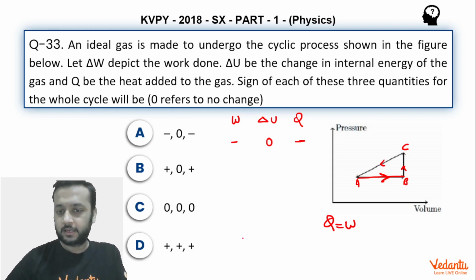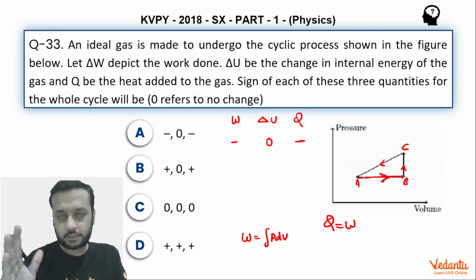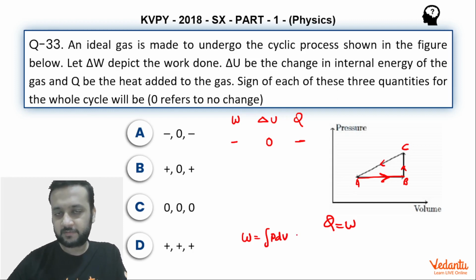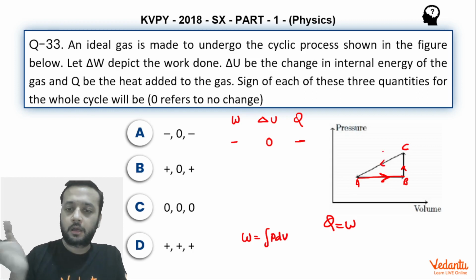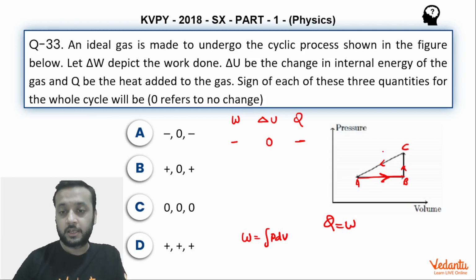pressure. Now work done is defined as integral PdV. If you think carefully, at the lower pressure, dV is positive, because change in the volume is positive. But at the higher pressure, dV is negative. So basically overall work done will come out to be negative in an anti-clockwise cycle.